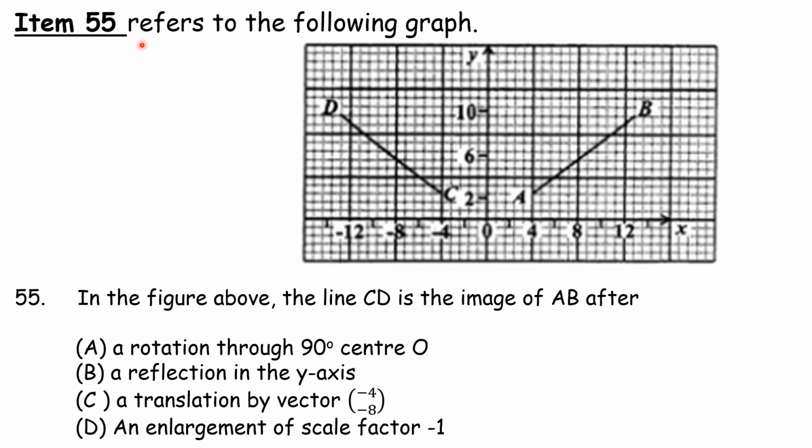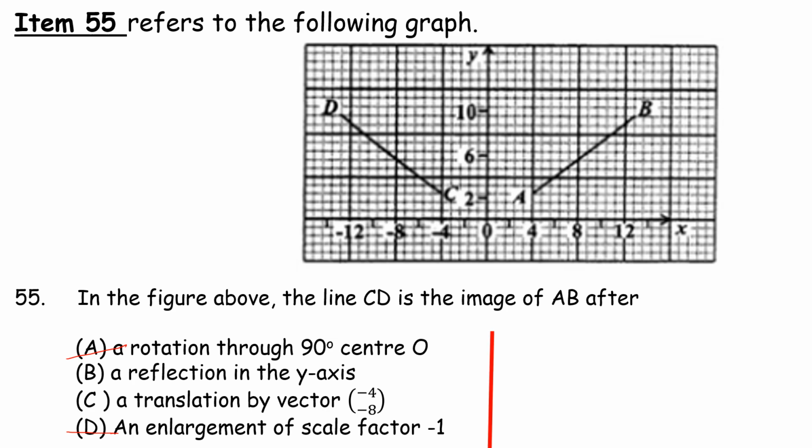Question 55 refers to the following graph, and it says in the figure above, the line CD is the image of AB after A, a rotation, B, a reflection, C, a translation, or D, an enlargement. Now, by process of elimination, we could tell that it can't be D. It's not a rotation, so it's either B or C.